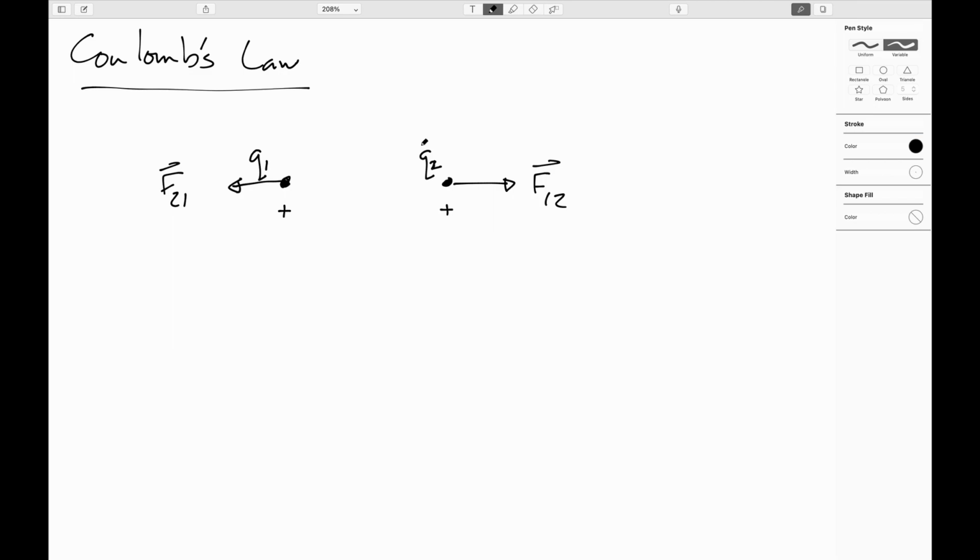Just as a quick pause and ponder, let's say for the moment that Q2 is 4 times Q1. Which is bigger, the force of charge 1 on charge 2, the force of charge 2 on charge 1, or are they tied? So pause, think about that, and we'll get back together.